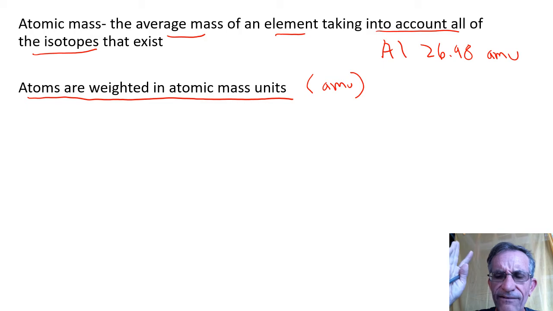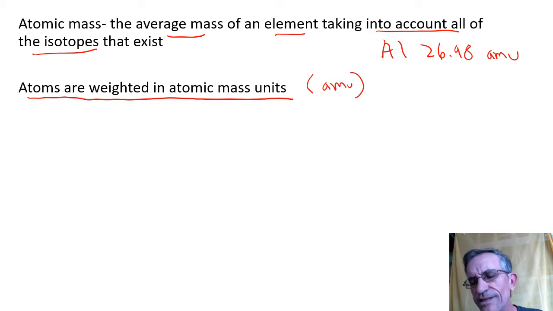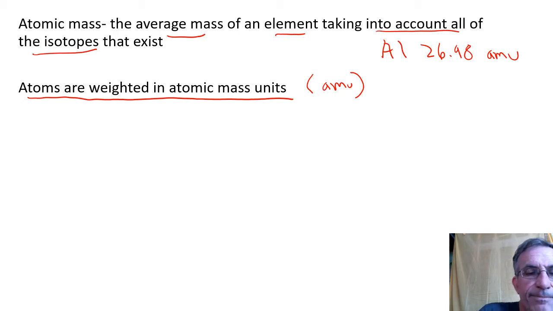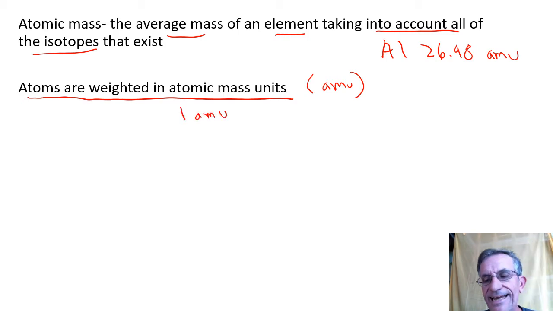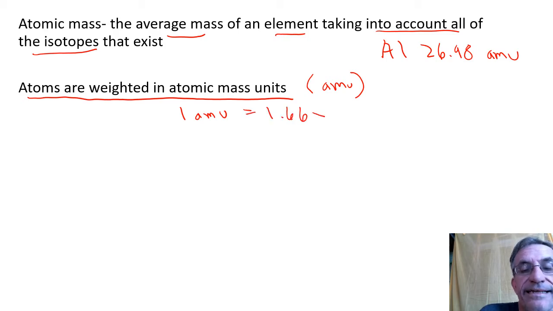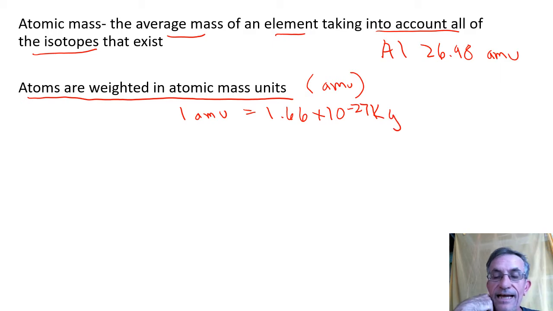We probably won't ever do this, but you could even convert from AMU to kilograms. Let me put up the conversion factor. Again, probably won't ever use this, but an AMU is just a unit, like grams or ounces or pounds. You could go from this unit to kilograms if you needed to. This is the conversion factor from AMU to kilograms. All right, so atoms are weighed in AMU.